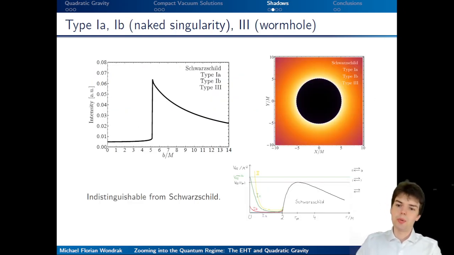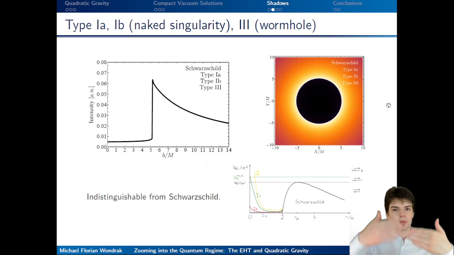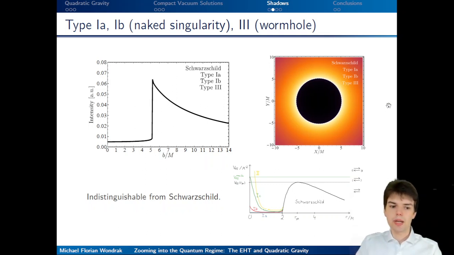We start with the Schwarzschild geometry. Here we have the intensity as a function of the impact parameter, and also the image plane where intensity is given by color. And well, for 1a and 1b, nothing interesting happens. Also for wormhole solutions, we get the intensity profile from Schwarzschild with a large brightness depression. So we have our shadow over here. This is indistinguishable from Schwarzschild.